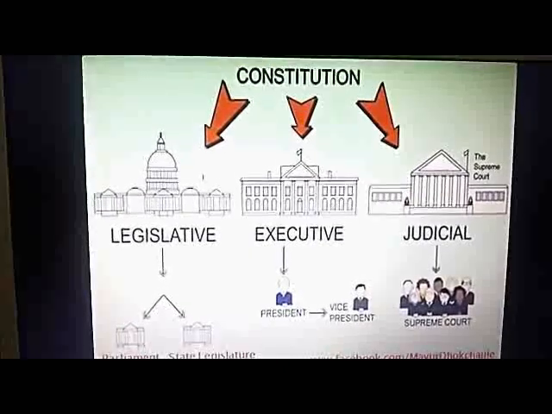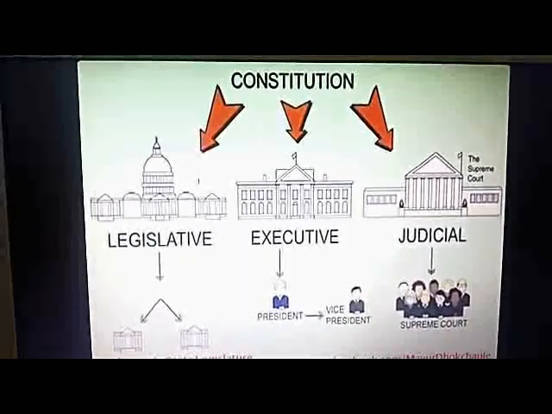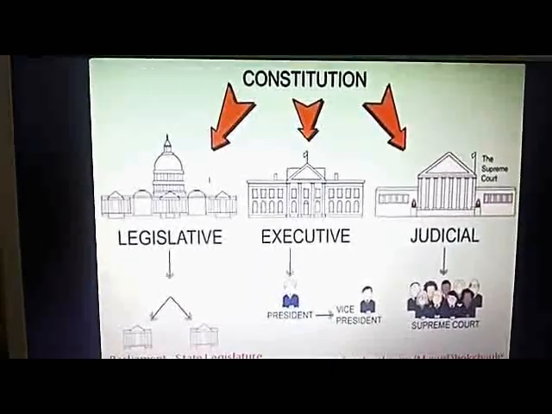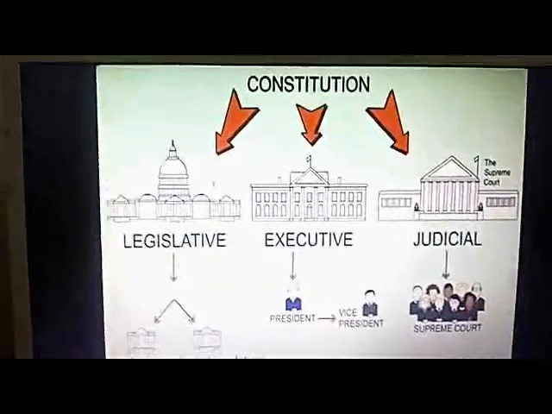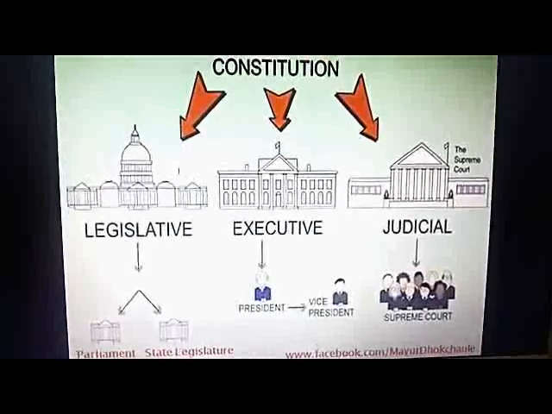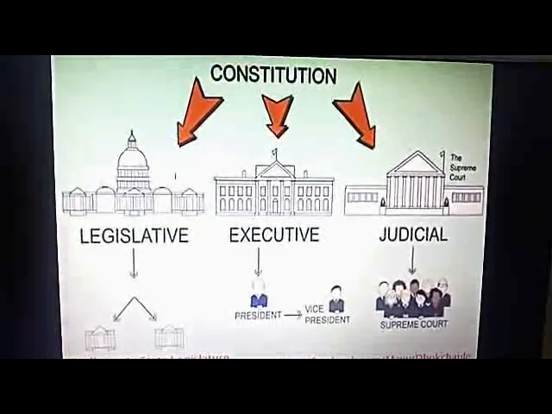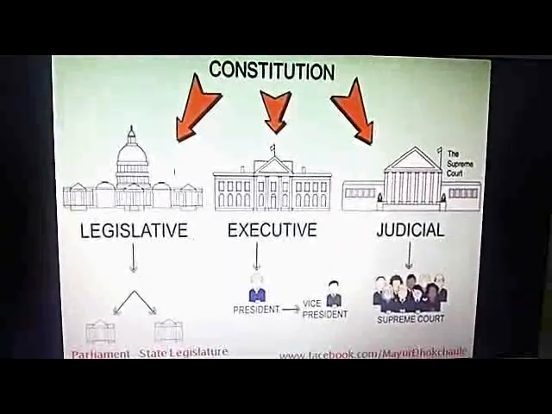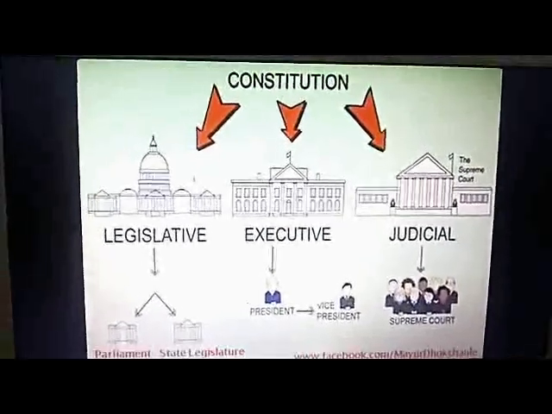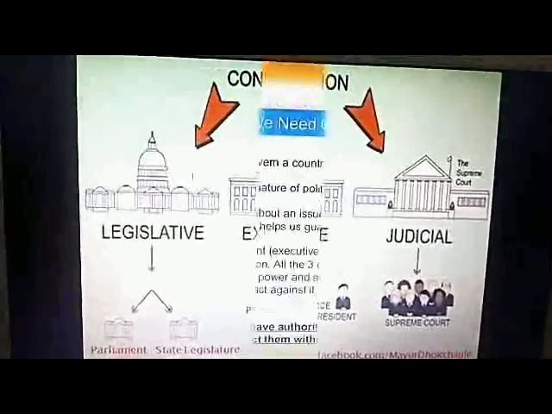Then we have executive. In executive, we have the head of our country, which is the president, and then it is later on divided into vice president and so on, the executives later on. Then judicial. Judicial is the court. The highest court in our country is the Supreme Court, later on High Court, and then are the subordinate courts. So this is how the constitution is being divided.